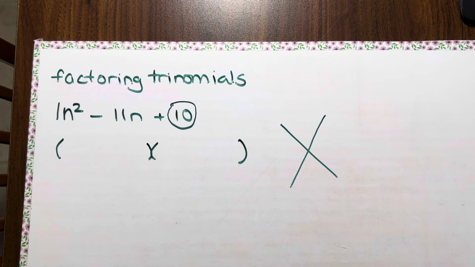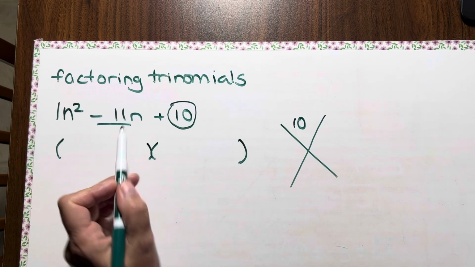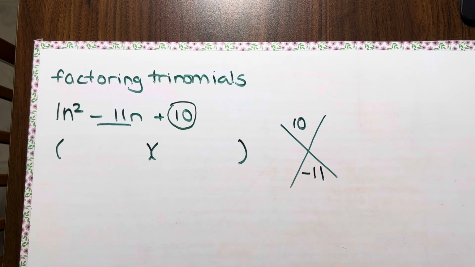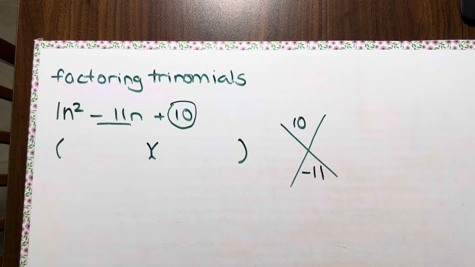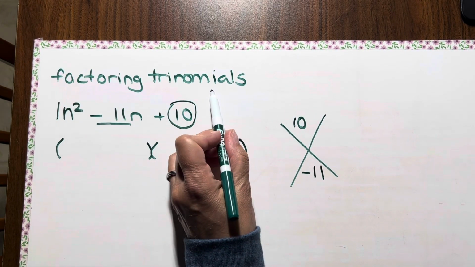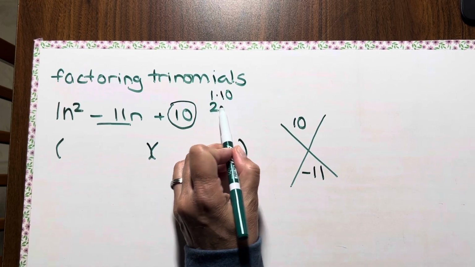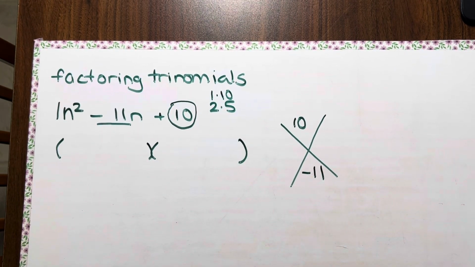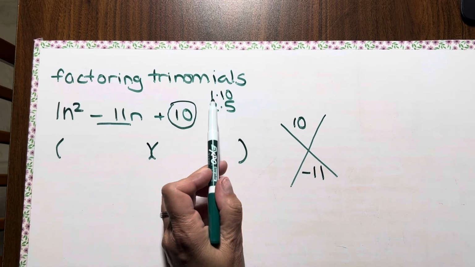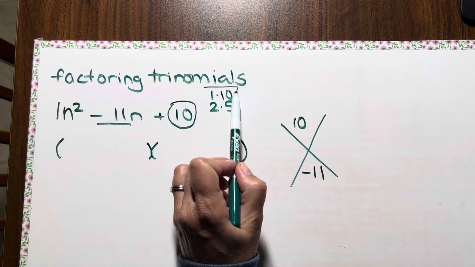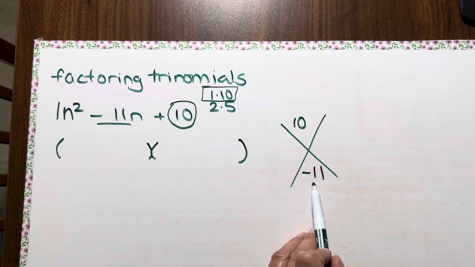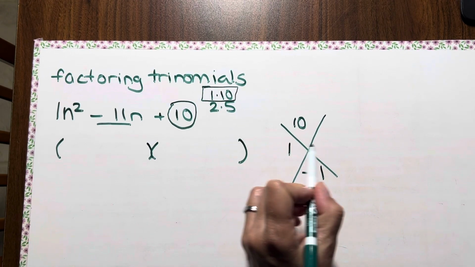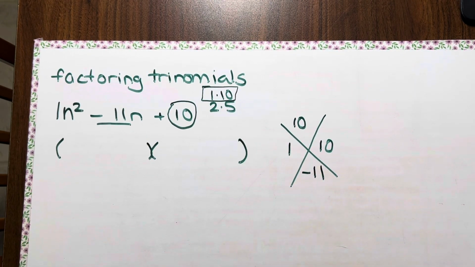And what I want to do is figure out a way where I have factors of 10 that add up to negative 11. So I would list out some factors of 10 to get started with. So 1 times 10, 2 times 5, those are my two options. If I look at these and just quickly add them in my head, I see that 1 plus 10 would give me 11, and what I really want is negative 11. So I'm going to choose the numbers 1 and 10.